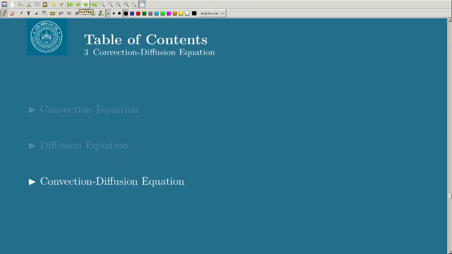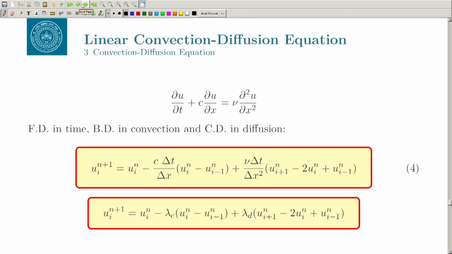Okay. So, the last thing that we want to discuss is the convection diffusion. So, we have seen the convection. This is your convection part and this is your diffusion part. Now, we are combining both of them. Okay. Left hand side is the convection and right hand side is the diffusion. So, here we will use forward in time. This is backward in space as we have done earlier, and we are using central in space for the diffusion term. So, if you do that, you can rewrite it here in this form.